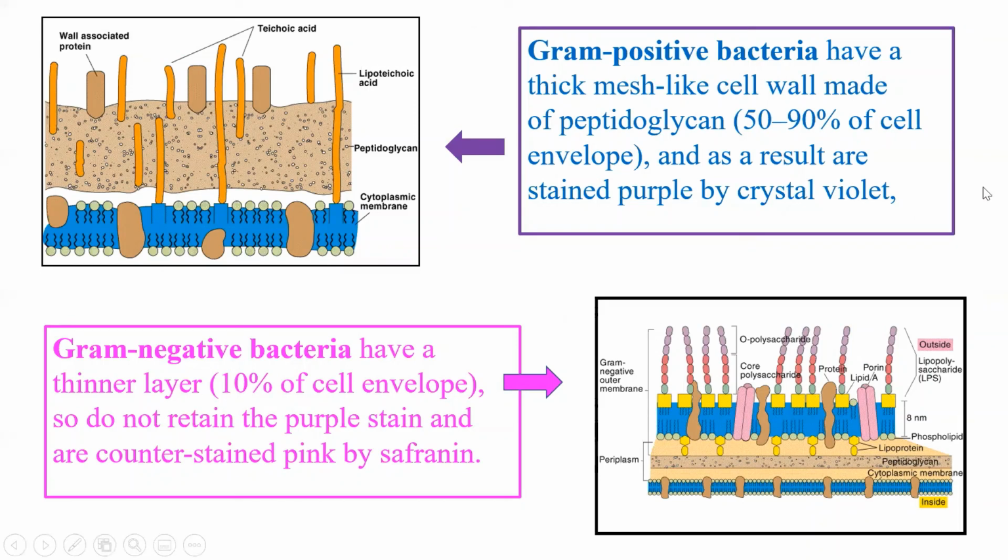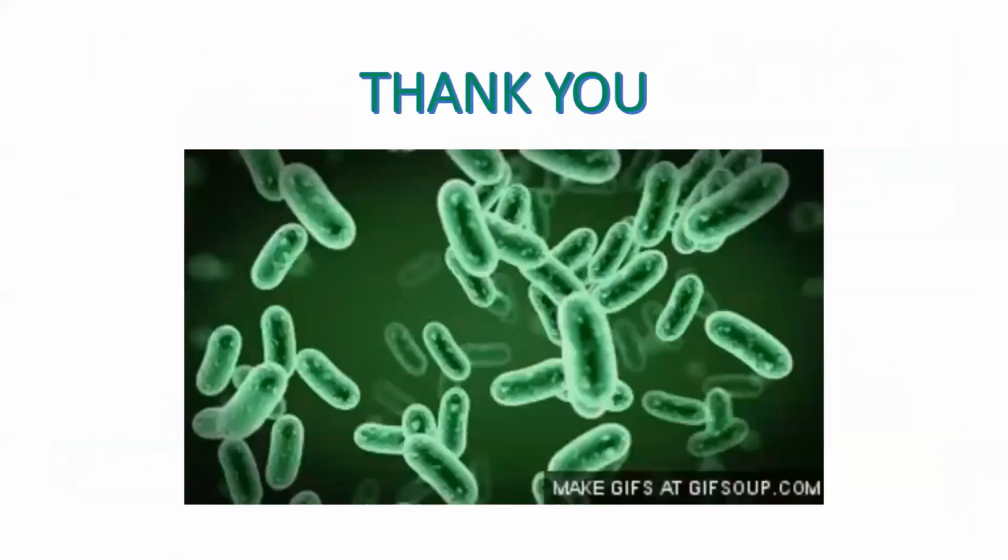Here, the Gram-positive bacteria have a thick mesh-like cell wall made of peptidoglycan, that is 50 to 90% of the cell envelope, and as a result, the cell walls are stained purple with crystal violet. Whereas Gram-negative bacteria have a thinner layer, that is 10% of the cell envelope, so they do not retain the purple stain and are counter-stained pink by safranin.